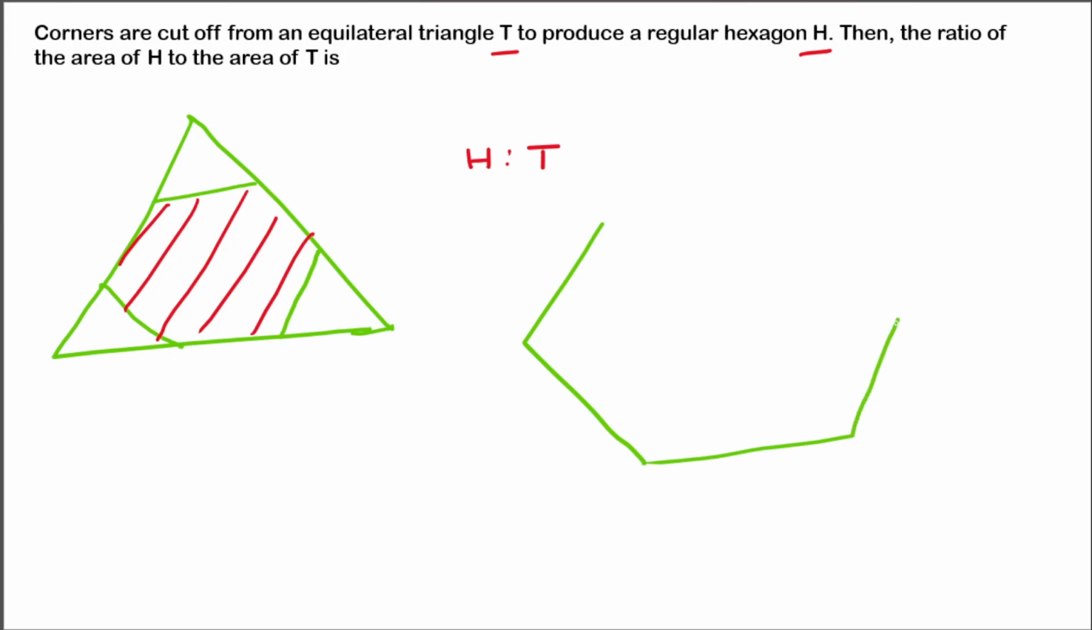For a regular hexagon, if the side is a, the area is root 3 by 2 a square. Let me actually try to prove it to you as well. But it is a good idea to remember it, because there are a lot of hexagon problems in a lot of exams. So if you are appearing for any competitive exam, it is better to remember the area of a hexagon.